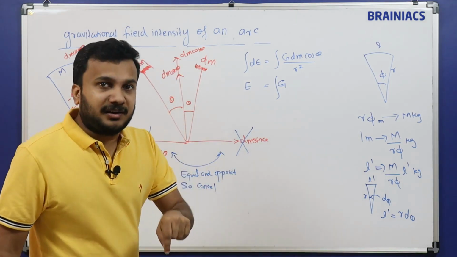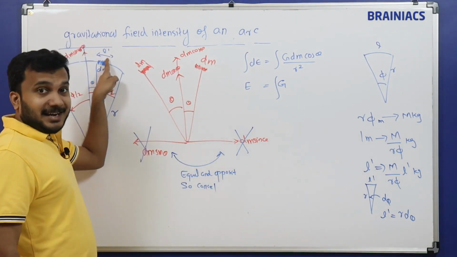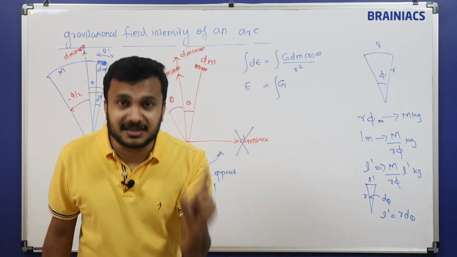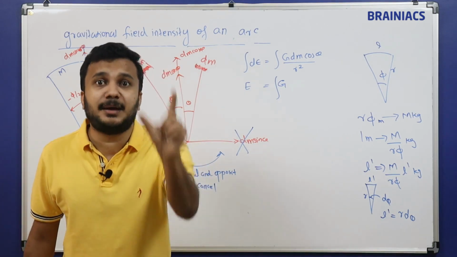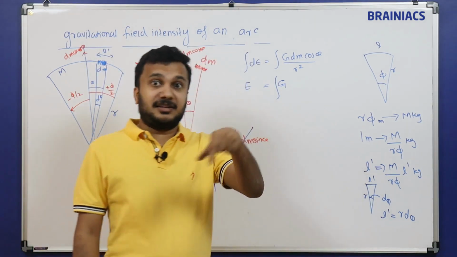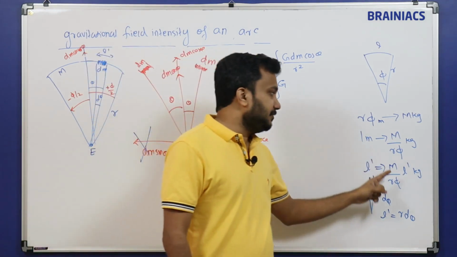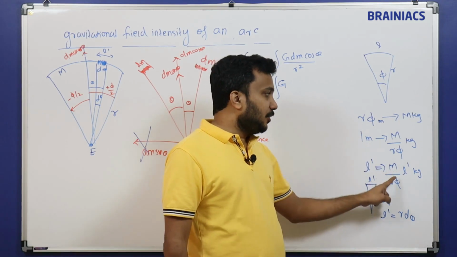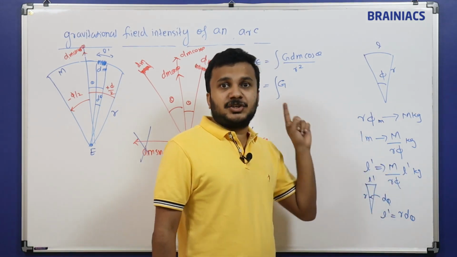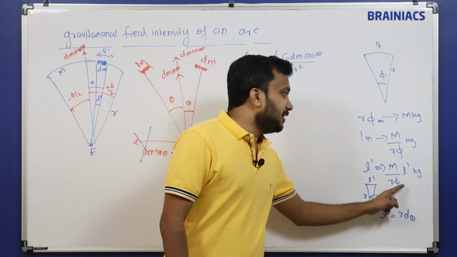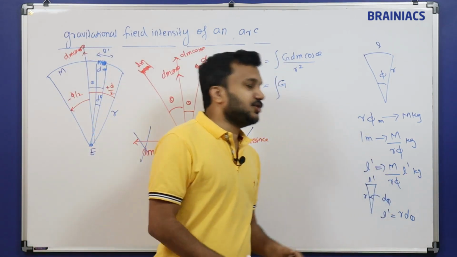How much is our length? Our length is called L dash. L dash is the length of dm. So the mass of L dash length is equal to dm. L dash length, how much is the mass? M divided by r phi into L dash, multiplied with L dash since that is for 1 meter. So we are getting that L dash length will have M divided by r phi times L dash kilogram.